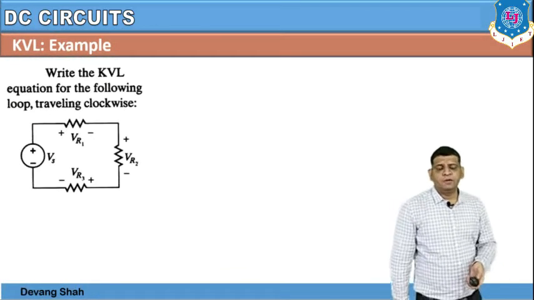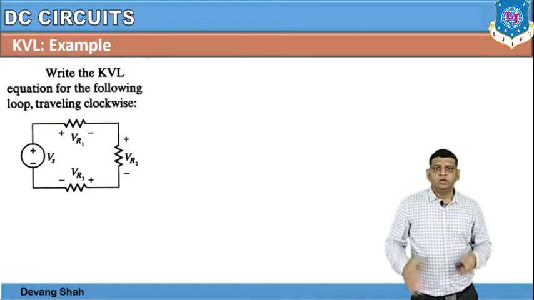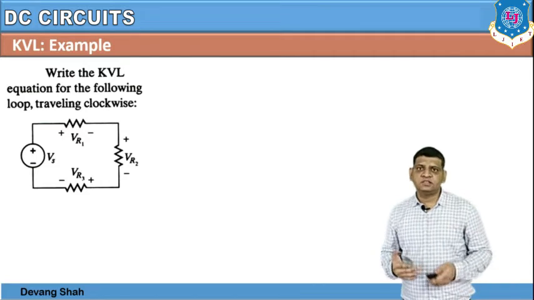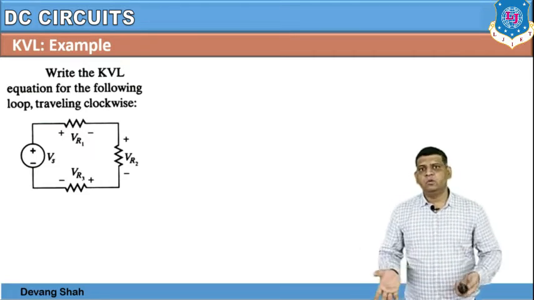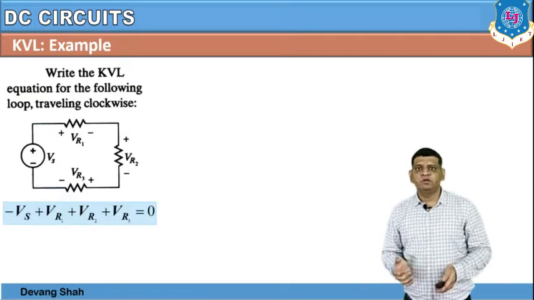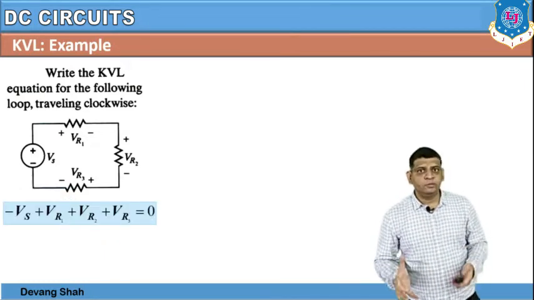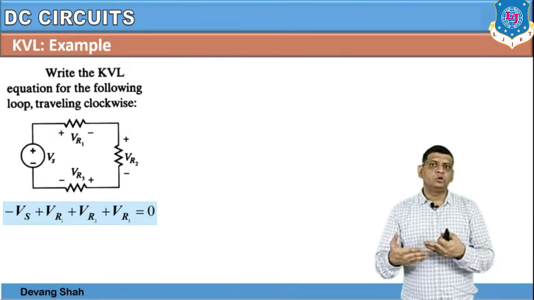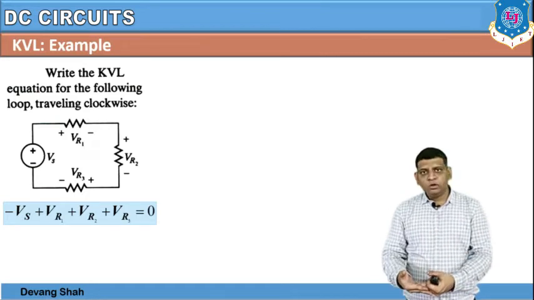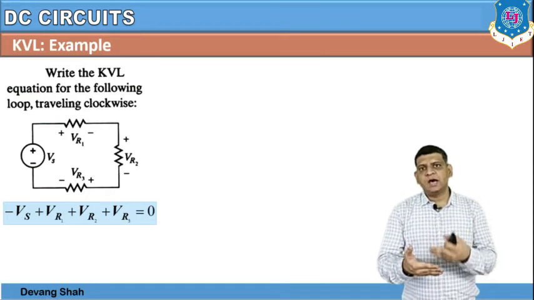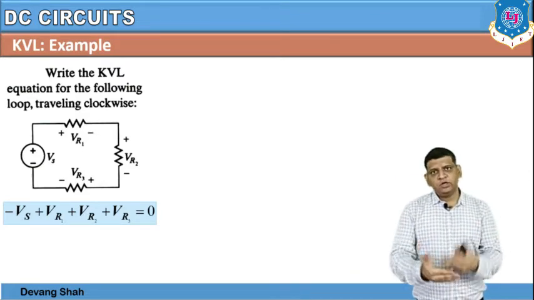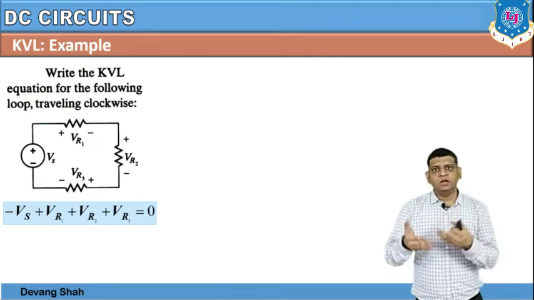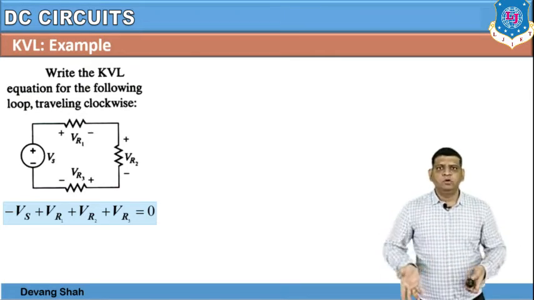Let's say one example based on KVL: one voltage source you are applying and there are three resistances connected in series. So in each resistance there is a voltage drop. So here you can apply the equation like minus Vs plus VR1 plus VR2 plus VR3 is equal to 0. Once you apply, let's say, 10 volts, the voltage drop across R1 is let's say 2 volts, the voltage drop across R2 is let's say 3 volts, then the voltage drop across R3 must be 5 volts. So the summation of the voltage drops across R1, R2 and R3 must be equal to the applied voltage Vs, right?